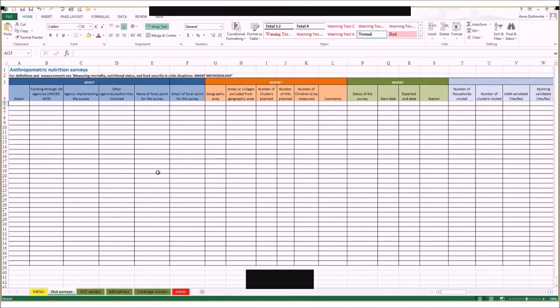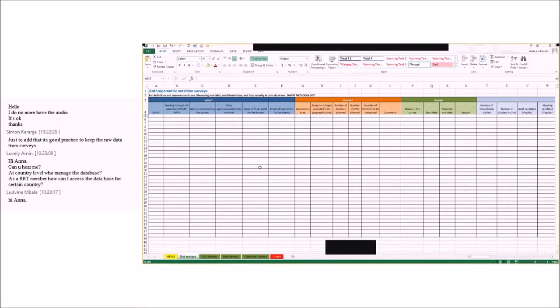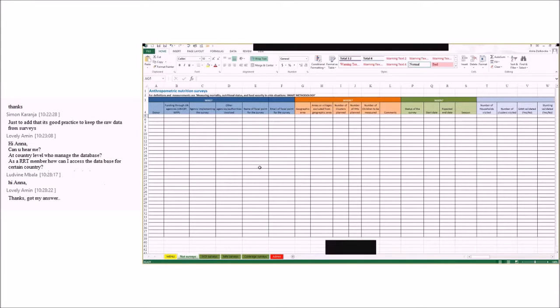So if you can update us on that. I think there are a number of surveys which have been conducted, but it's not a database actually. So that's why I'm more interested in having this database and compiling all this information in one place.